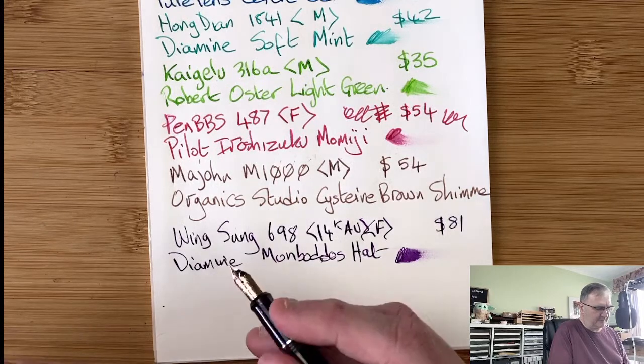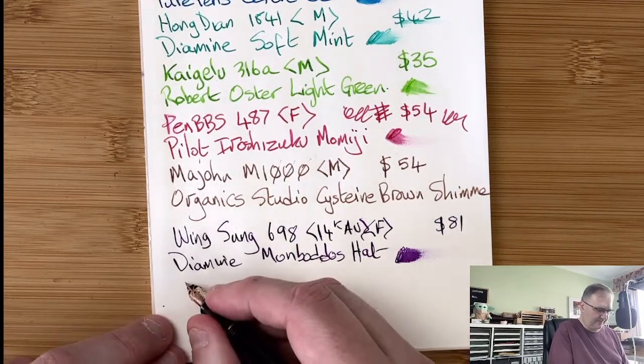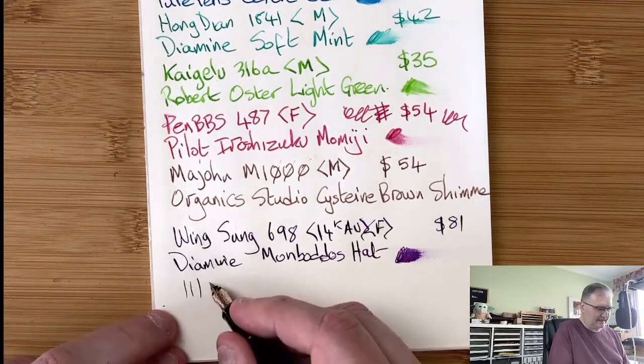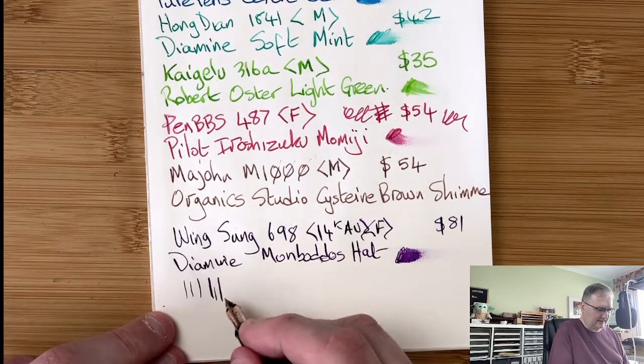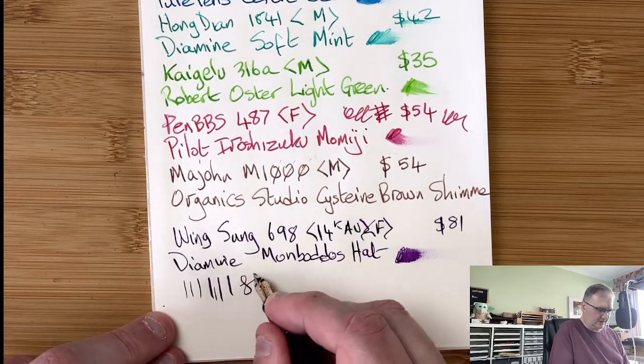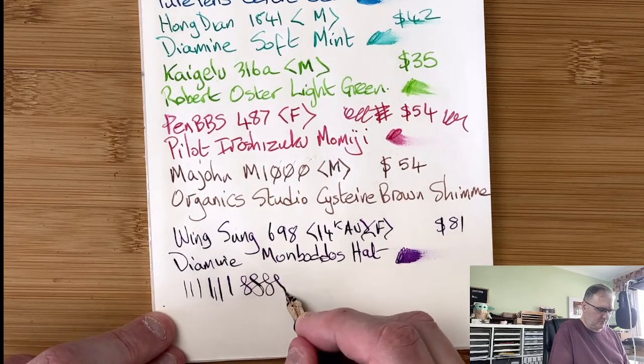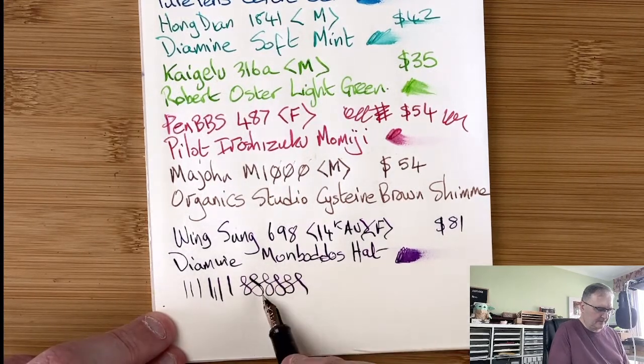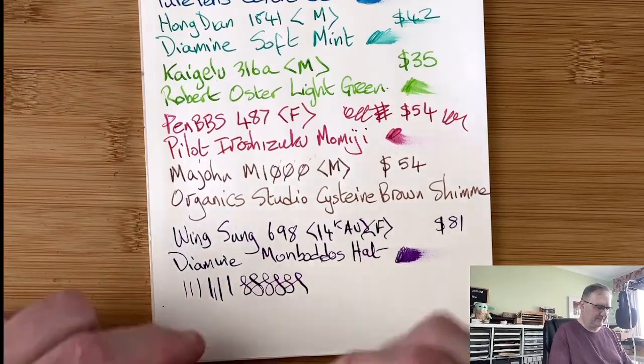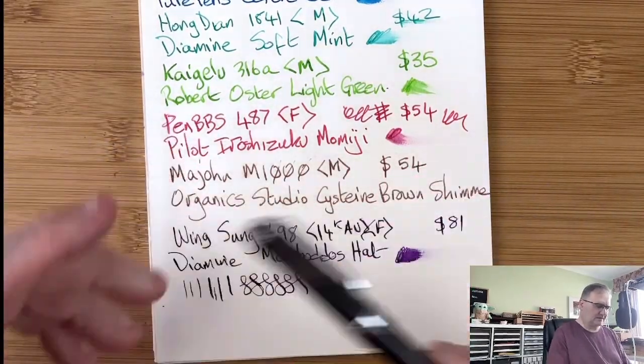This is a very soft nib. It's very, very sensitive. So here's no pressure, then I can start adding pressure and get some really nice lines. But then it railroads very easily. So that's the Wingsung 698.